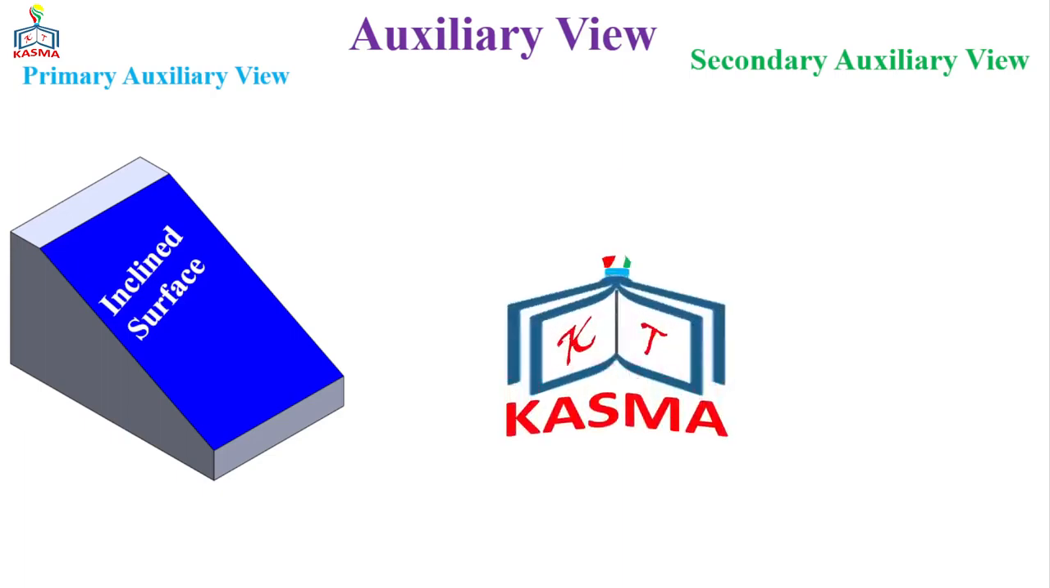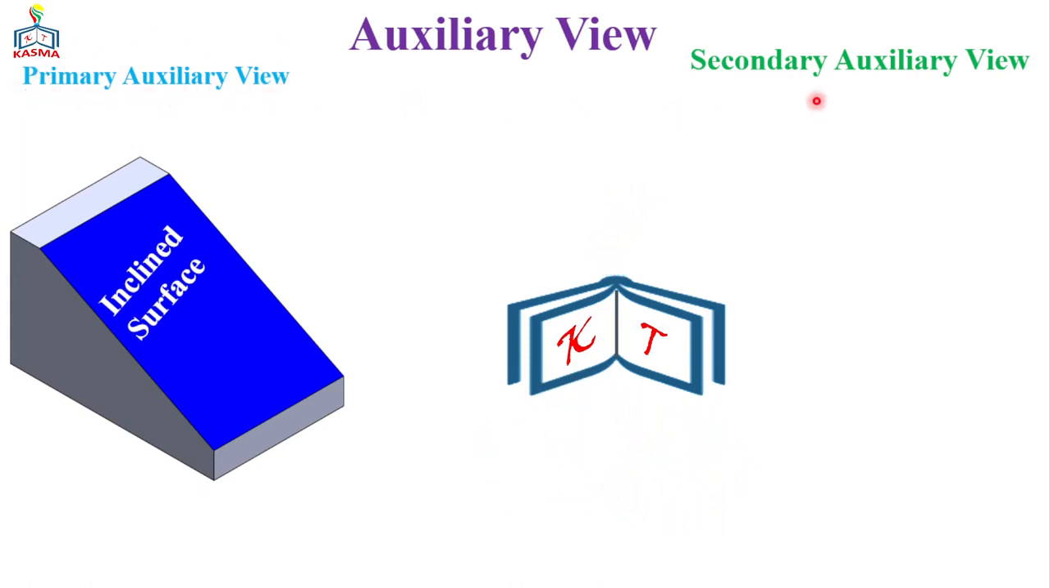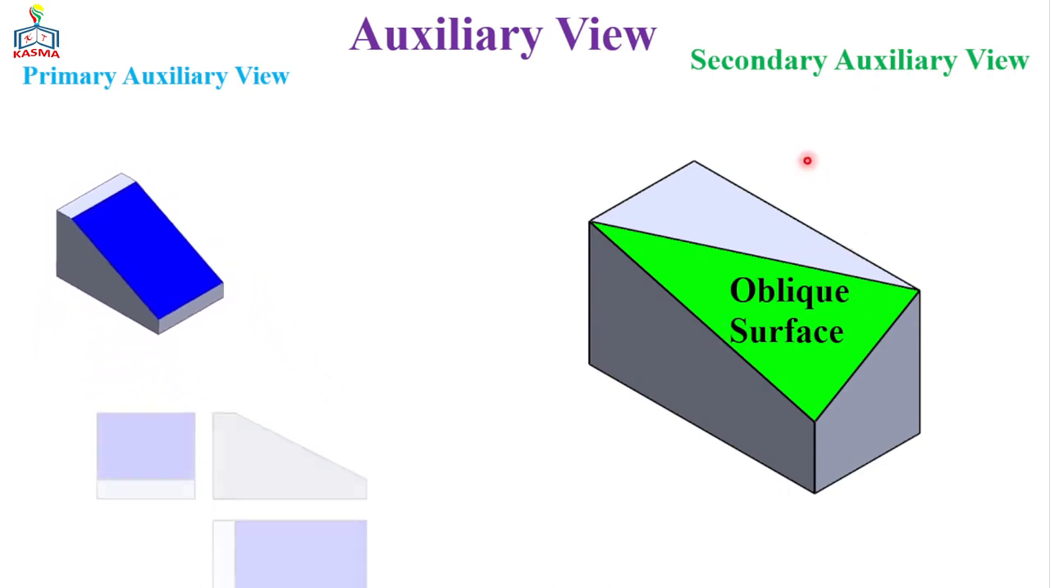This video mainly focuses on the primary auxiliary view. Normally, we'll have a primary and a secondary auxiliary view, depending on the type of the given surface. If the surface is an inclined surface, then we can use the primary auxiliary view, and if the surface is an oblique surface, we can use the secondary auxiliary view.